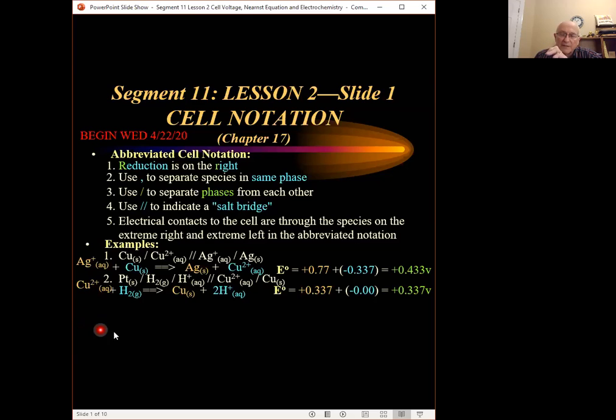So again, let's think of the standard cell. I've got copper in one cell. That copper cell contains copper +2 at 1 mole per liter.